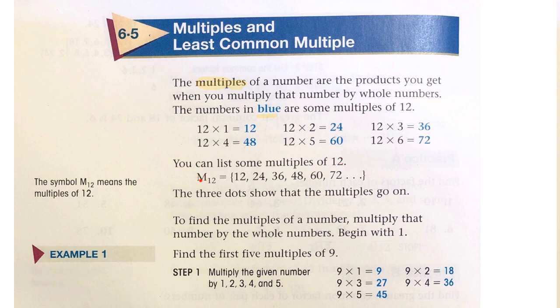So multiples, with a capital M sub 12, because we're looking at multiples of 12, equals, in brackets here, 12, 24, 36, 48, 60, 72, and it would go on. And that's what the three dots show. The multiples go on. To find the multiples of a number, multiply that number by the whole numbers and begin with 1.